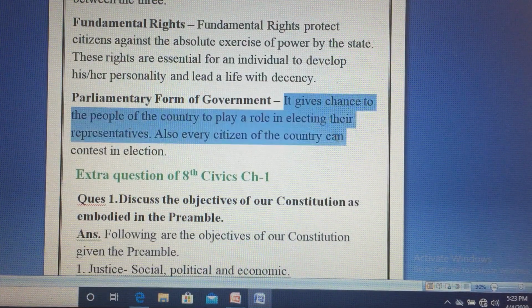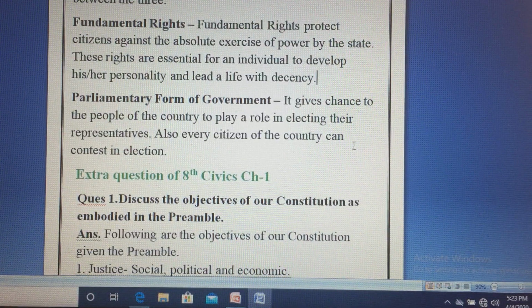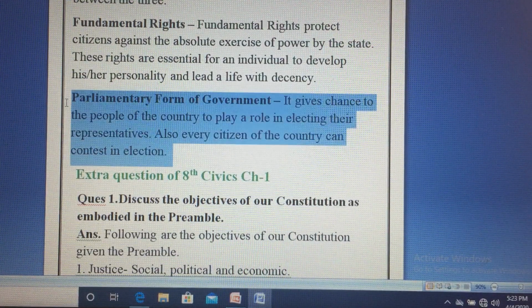Next is the parliamentary form of government. It gives people of a country a chance to play a role in electing their representatives. Also, every citizen of the country can contest an election.